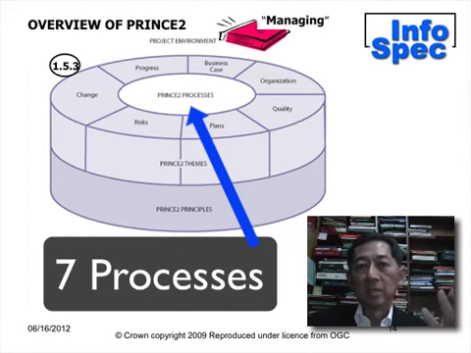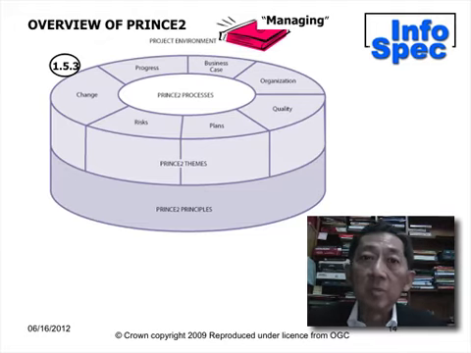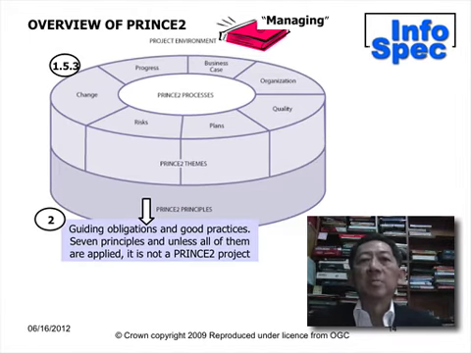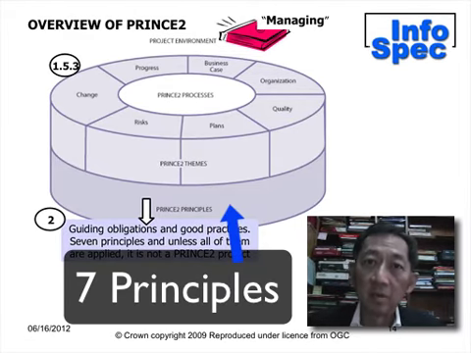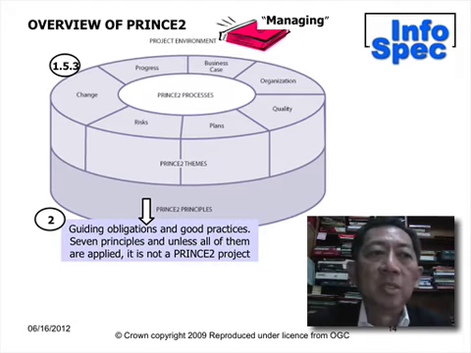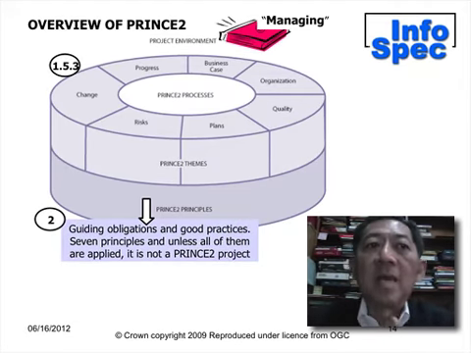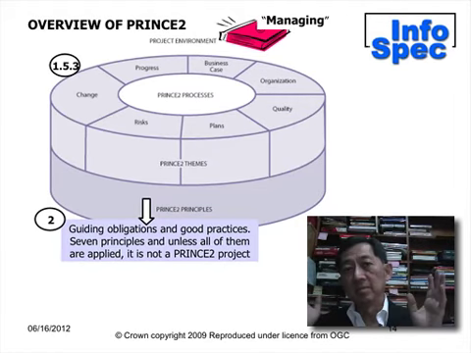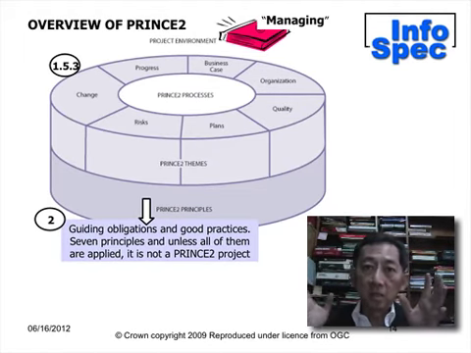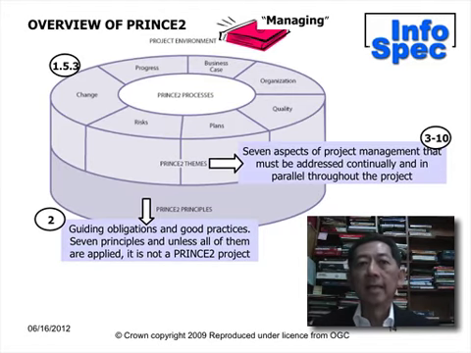Now, what are the themes about? We shall talk about it in a moment. Underlying the whole thing are the Prince2 principles. Let's talk about the principles first. The principles are basically guiding obligations and good practices. These 7 in all are meant to be applied throughout the project. If these 7 fundamental principles are not applied, then we can't call it a Prince2 project.